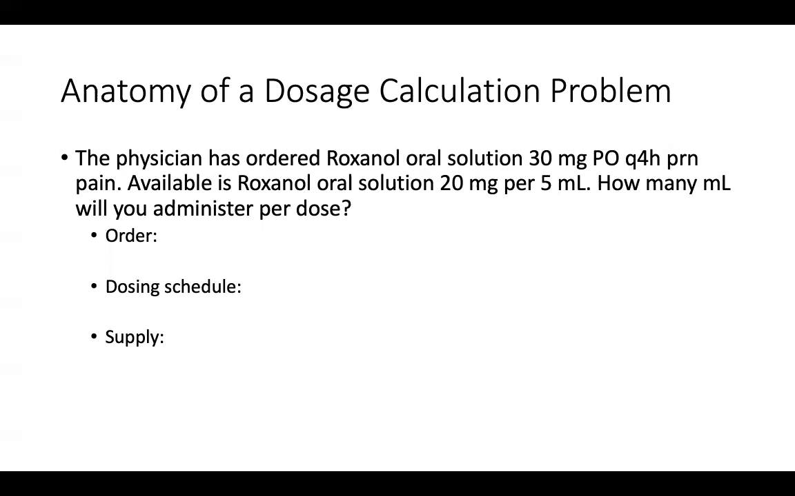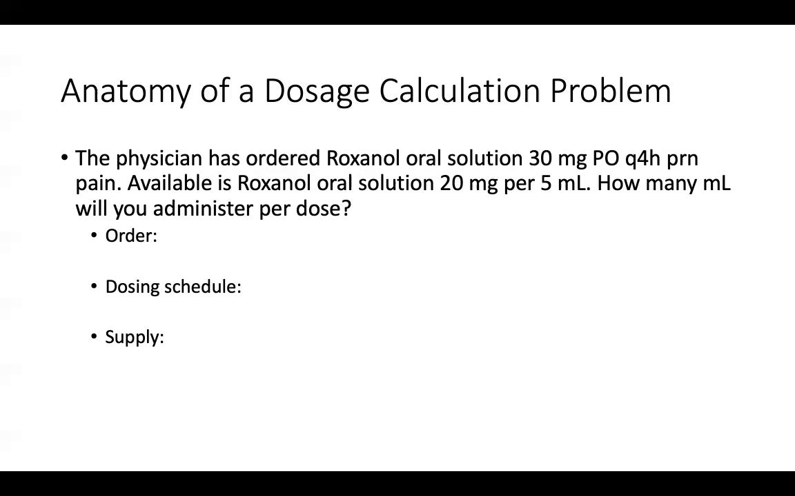And it says the physician has ordered Roxanol oral solution, 30 milligrams, PO, Q4 hours, PRN pain. Available is Roxanol oral solution, 20 milligrams per 5 milliliters. How many milliliters will you administer per dose?